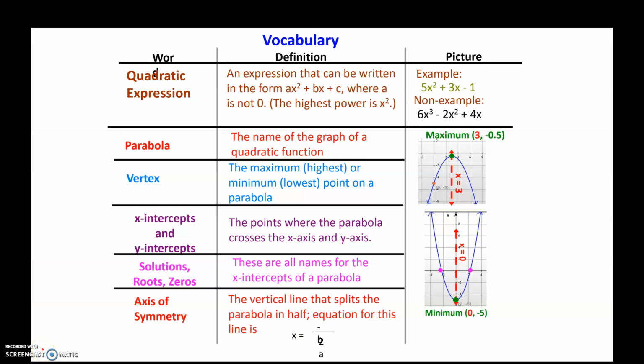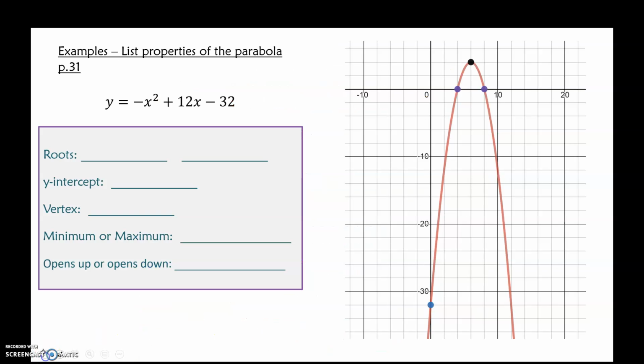All right, go ahead and pause to make sure you get your definitions in here. And this, for some reason, is crazy down here. Let me rewrite this. X equals negative b over 2a. There you go. That's to get the axis of symmetry. All right, now that you've copied this down, let's move on.